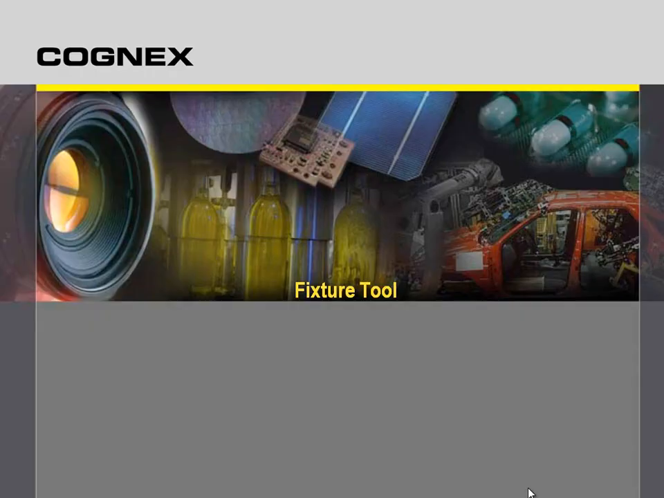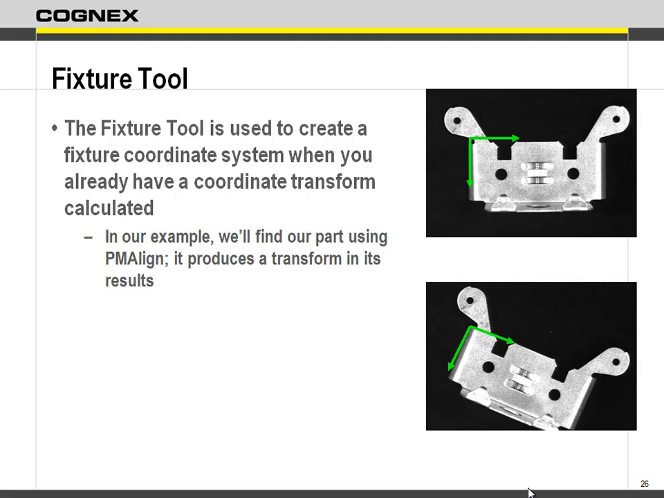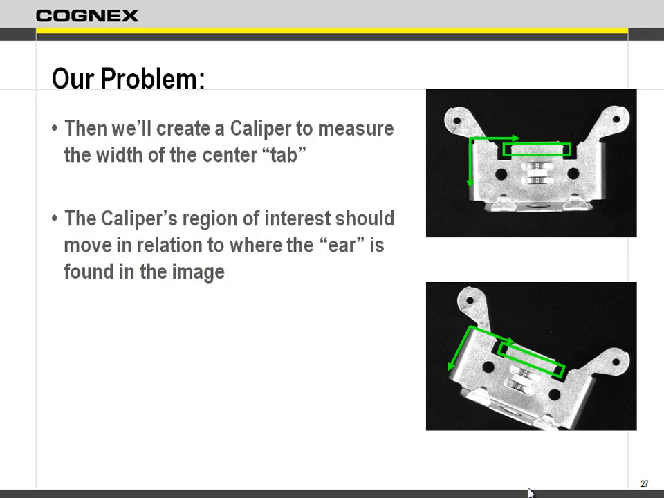So let's talk about the fixture tool. So the fixture tool is going to allow for me to adjust my space according to where my part is, so that when I put some tools on it, like let's say I want to put a caliper tool on it, and a caliper is just basically an edge tool. We'll get to that in the section after next. That as my part turns, the tool turns as well. So I keep measuring the same thing.